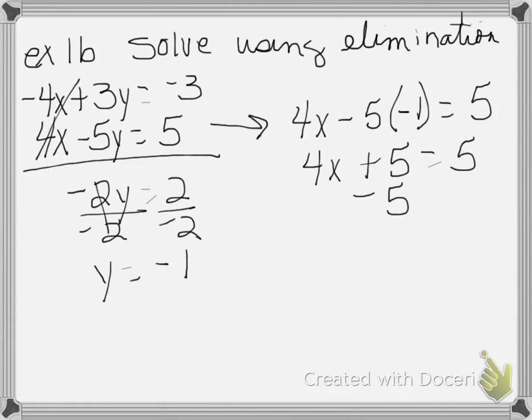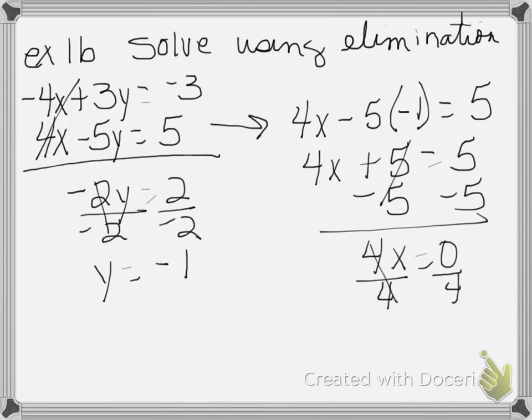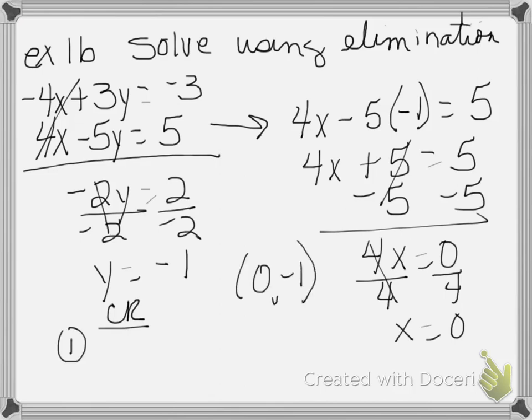So I'm going to subtract 5 on both sides. 4x is equal to 0. Divide both sides by 4. And I get x is equal to 0. Now again, to check, I'm going to plug in, I'll make my ordered pair 0, negative 1.